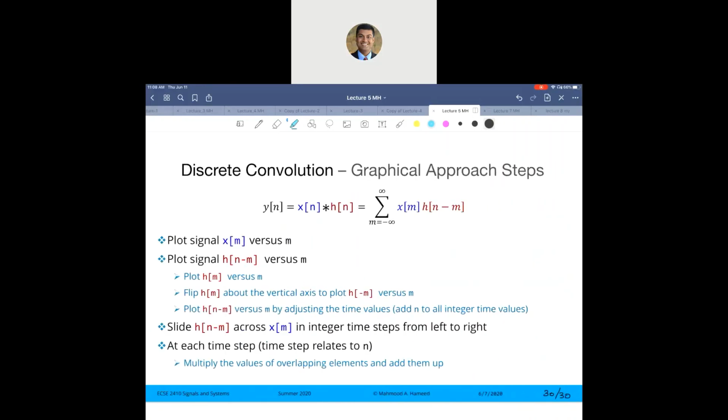Let's move on and summarize the graphical approach in a stepwise manner. Plot the signal x of m versus m. So when you start with x of n, switch the time variable to m, essentially leaving one of the signals unchanged. We will later look at the fact that convolution is commutative, so it doesn't really matter which one you do first.